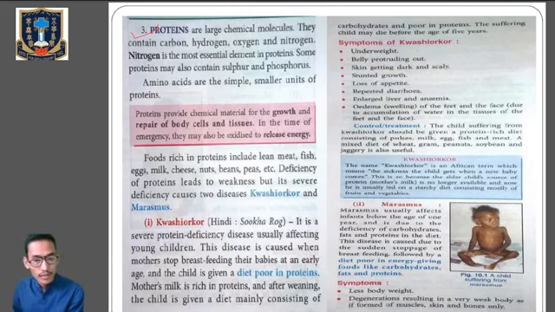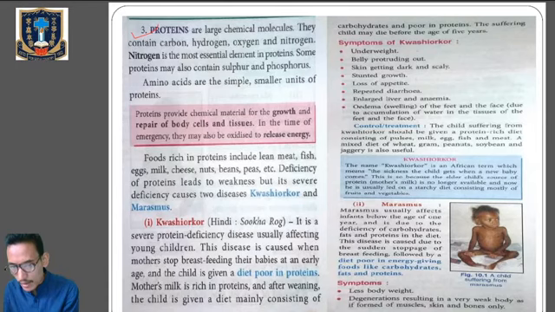The second one is marasmus. Marasmus usually affects infants below the age of 1 year. It is also due to the deficiency of carbohydrate, fat, and proteins in the diet. This disease is caused due to the sudden stoppage of breastfeeding. So here also, mainly the disease is caused due to the stoppage of breastfeeding by the mother to the child.